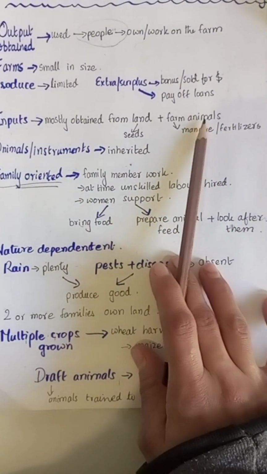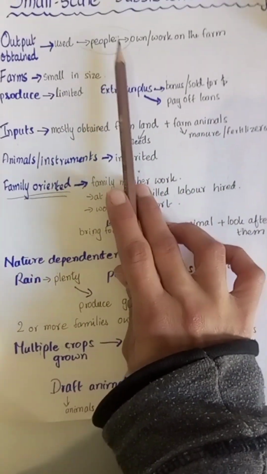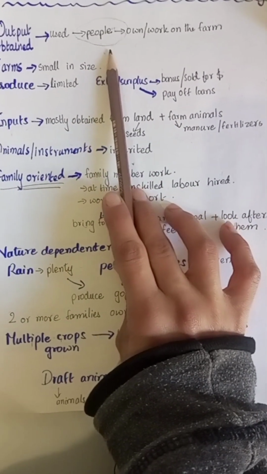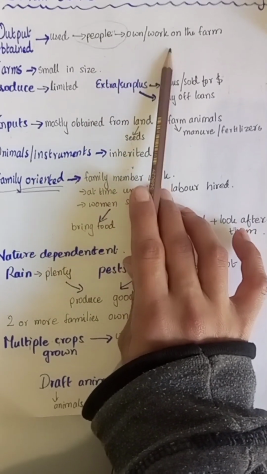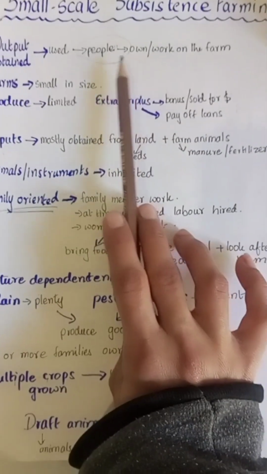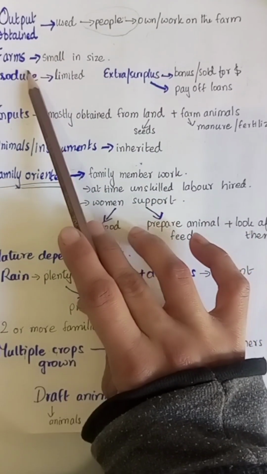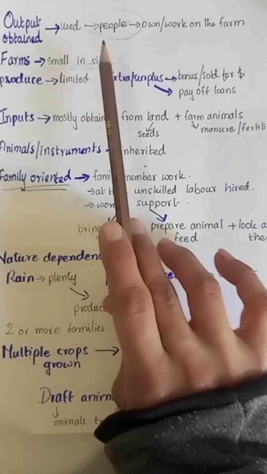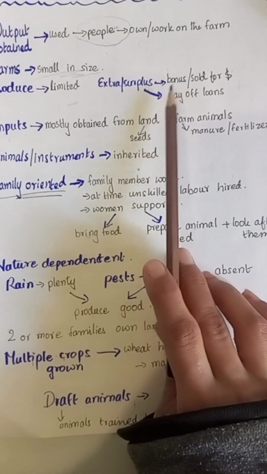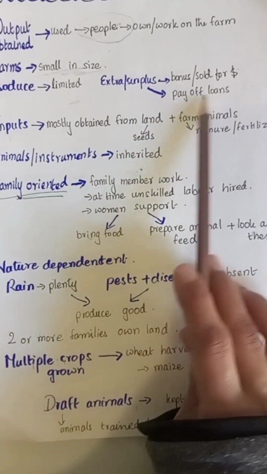In this farming practice, one important thing that you have to make note of is that this kind of farming practice is done for the people who are working on the land, meaning they do not produce crops for sale. They are working in order to fill their own stomachs or to fill the needs of their families. The farms are owned by two or more families, and the farms are quite small in size. And the produce is also very limited, so they don't usually sell the produce in the market. If there is an extra or surplus produce, they use that produce to pay off their loans.